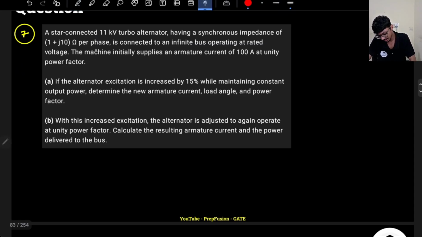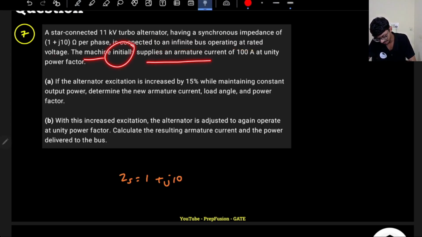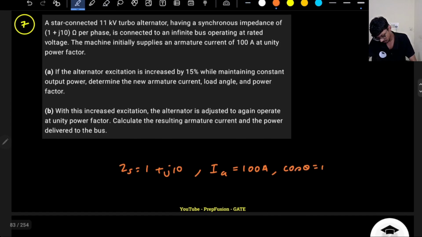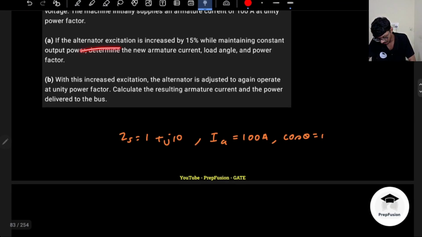Okay, so a star connected 11 kilovolt turbo alternator having synchronous impedance. Now they are telling me that the synchronous impedance ZS is equal to 1 plus j10. So now RA is not negligible. It is connected to an infinite bus operating at rated voltage. The machine initially supplies an armature current of 100 amperes, so IA is equal to 100 amperes at unity power factor. So cos theta is 1.